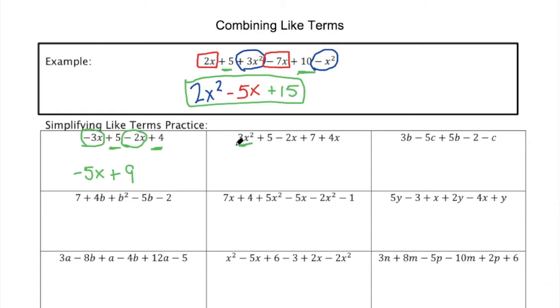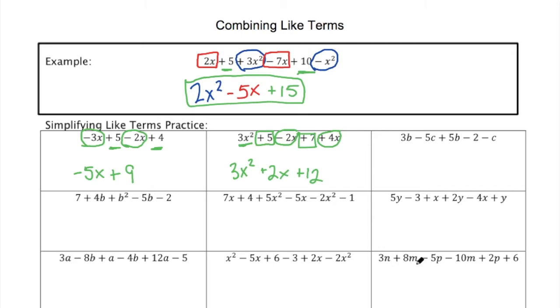Here I see a 3x squared. I don't see any other x squareds. So that's it. It doesn't combine with anything. I see a negative 2x and a positive 4x. So those can combine as positive 2x. Combine the coefficients. Negative 2 plus 4 is 2. Then we see a 5 and a 7 add together to give us 12. Let's jump down to a different example.